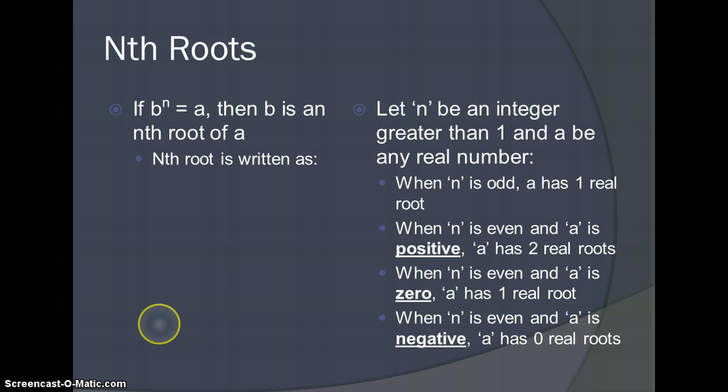So we're looking at nth roots, okay, the second root, the third root, the fourth root. That's what we mean by nth root. We don't know what number it'll be. Typically we're working up to 5 or 6, typically no higher than that. So if we look on the left side here, if b to the n equals a, so something raised to the n power is equal to a, then b is an nth root of a.